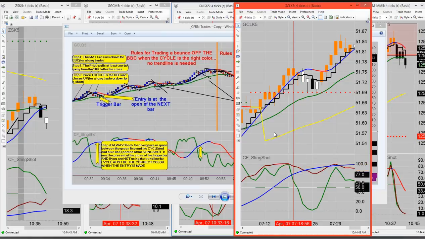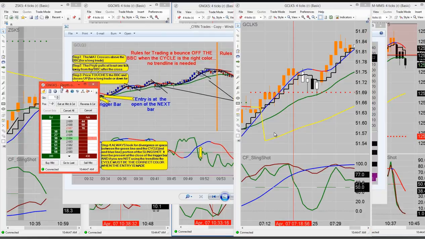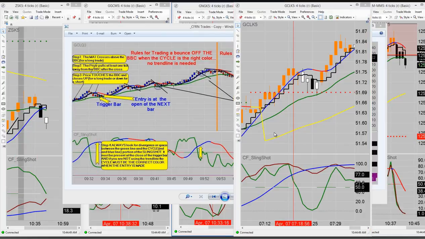We're still in that natural gas trade. I'll show you my DOM. Just going to lock in a couple of ticks on the gas trade. I have 2 ticks profit locked in on that.